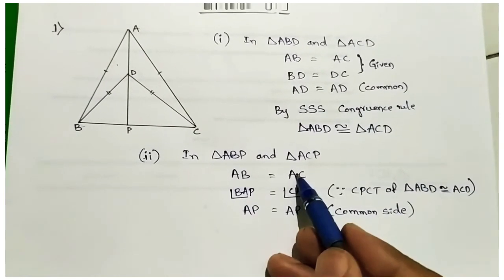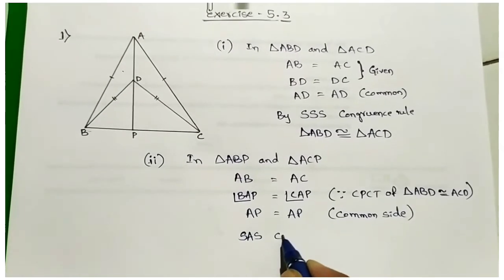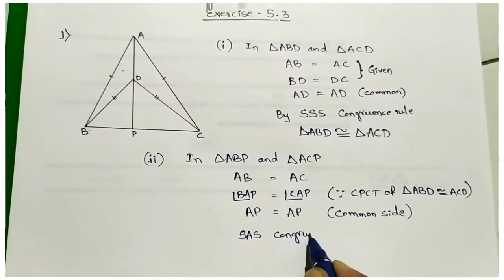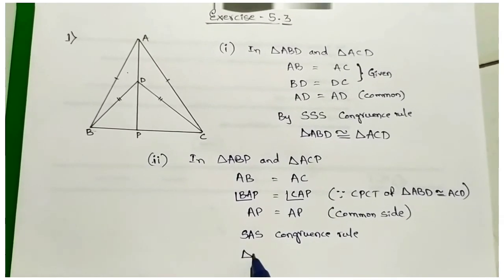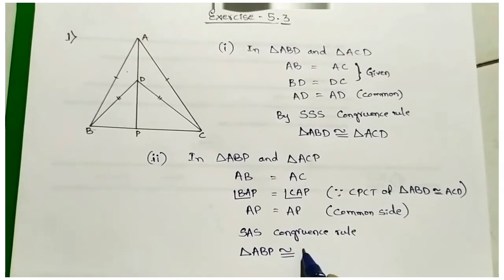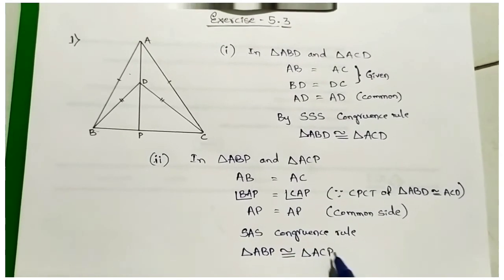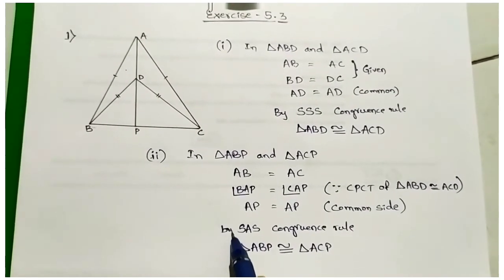So by the side angle side congruence rule, triangle ABP is congruent to triangle ACP. Okay, so like this you have to solve the second one.